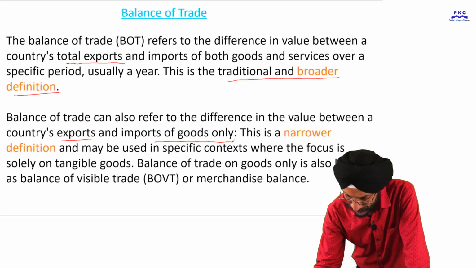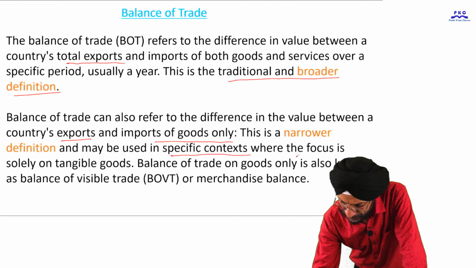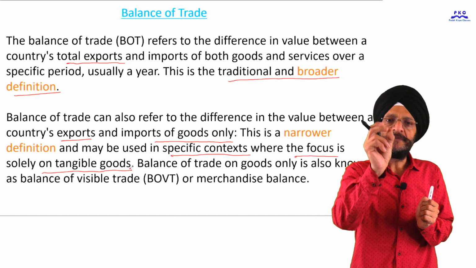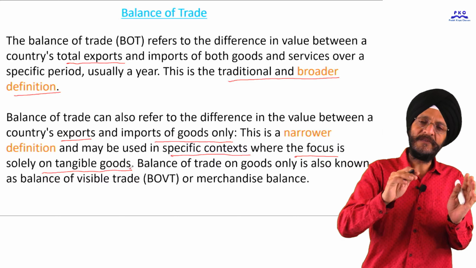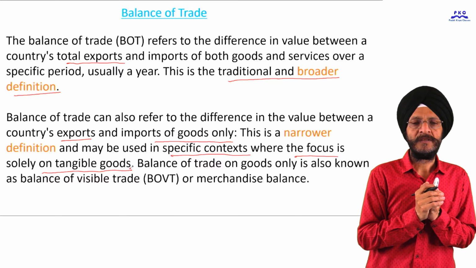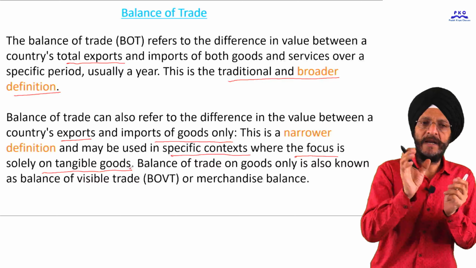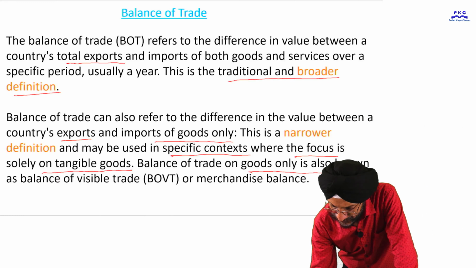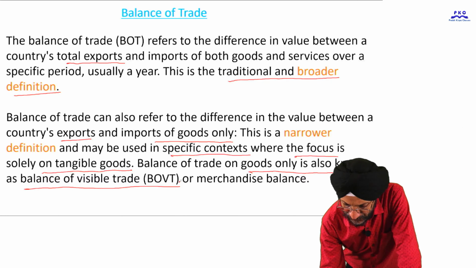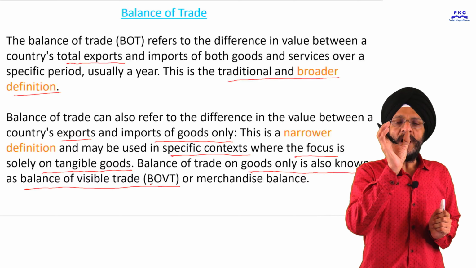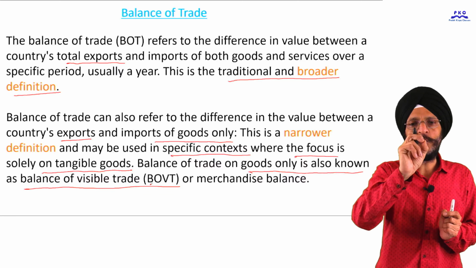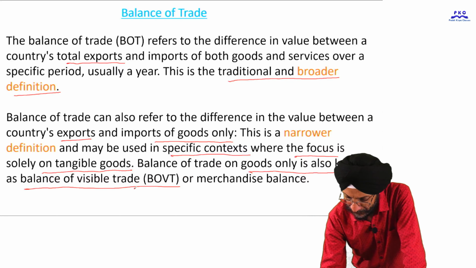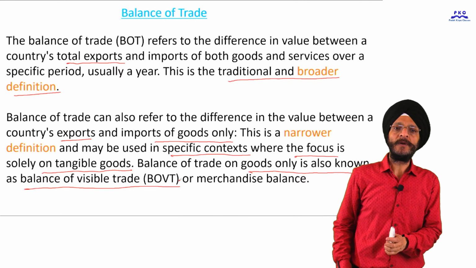The narrower definition may be used in specific contexts where our focus is only on tangible goods. Tangible goods means the goods which can be seen, touched. Goods are also known as visible items. That is, they can be seen, touched, and measured. Balance of trade on goods is also known as balance of visible trade. Visible means all those items which can be seen, touched, or measured. So, the narrower definition of balance of trade is also known as balance of visible trade, BOVT, or merchandise balance.